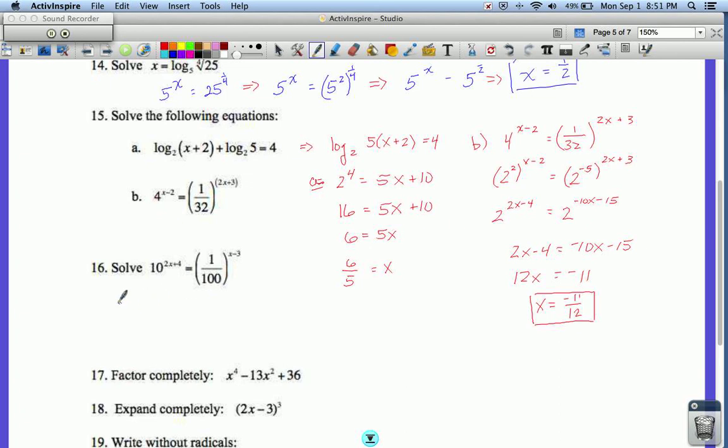Same idea here as we just did with B. 10 to the 2x plus 4 equals, I'm going to write this as 10 to the negative 2, and then x minus 3 it looks like. So 10 to the 2x plus 4 equals 10 to the negative 2x plus 6. So 2x plus 4 must equal negative 2x plus 6. Add 2x, I get 4x. Subtract 4, I get 2. So that tells us that x equals 2/4 or a half.